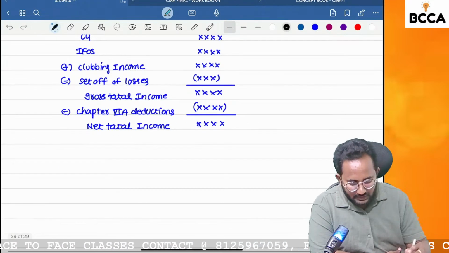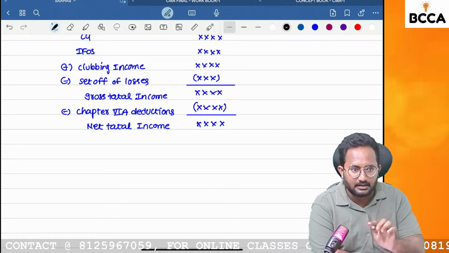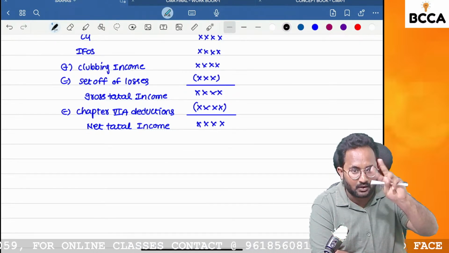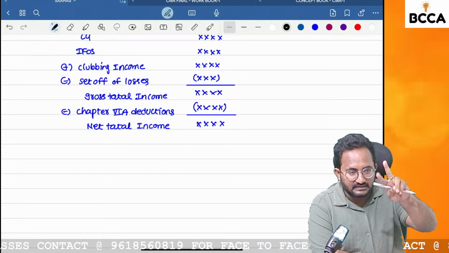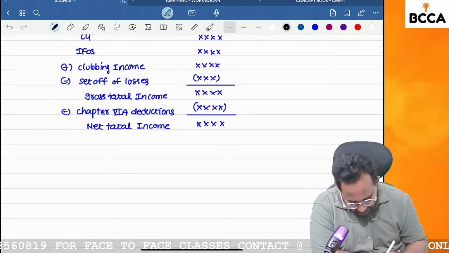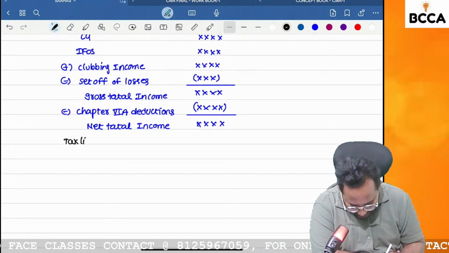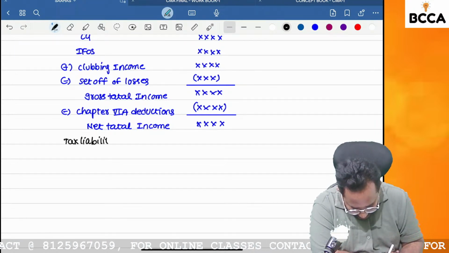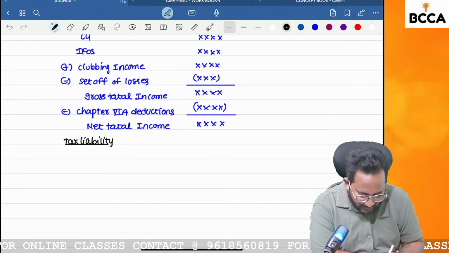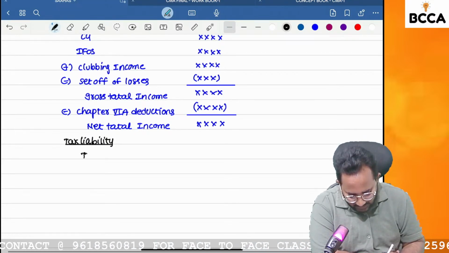On this net total income, can you tell me, we have to find out the tax liability? Tax liability means three components we have: income tax liability, surcharge, health and education cess. Yes. So please find out the tax liability. First one, income tax liability.